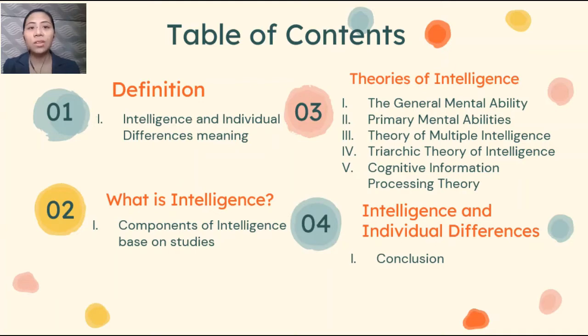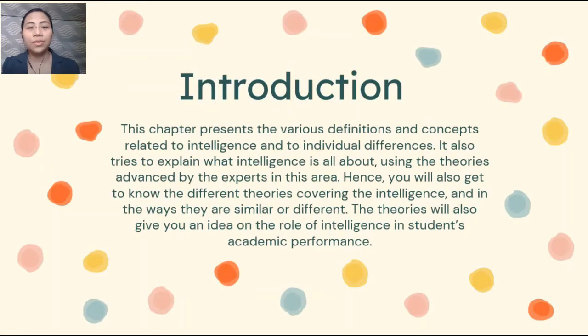And fourth, the conclusion of intelligence and individual differences. Introduction. This chapter presents the various definitions and concepts related to intelligence and individual differences. It also tries to explain what intelligence is all about, using the theories advanced by the experts in this area. Hence, you will also get to know the different theories covering intelligence and the ways they are similar or different. The theories will also give you an idea on the role of intelligence in students' academic performance.